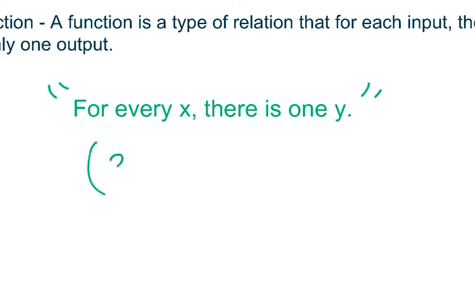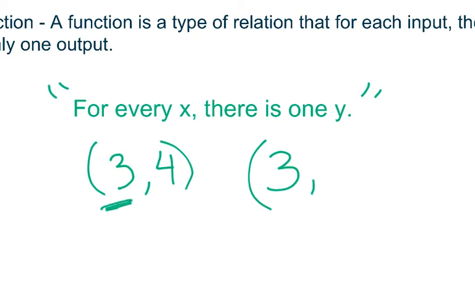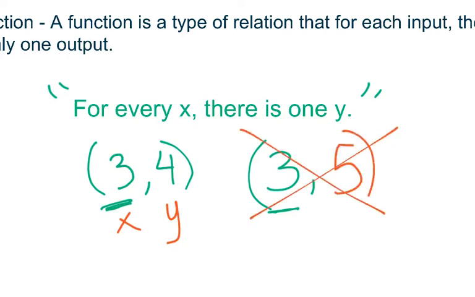So like if you had an x coordinate of 3 and a y coordinate of 4, then if you had another x coordinate of 3, it couldn't be another number, because for every x coordinate, there is only one y coordinate. So when x is 3, y can only be 4. If you had another point like this, that would not be a function, because you're saying when x is 3, y can only be 4. For every x, there is only one y. And we'll look at what that looks like in different situations.